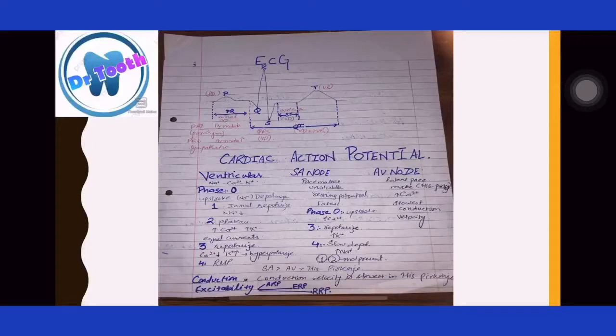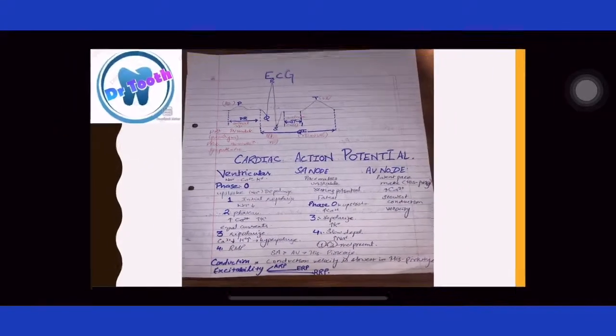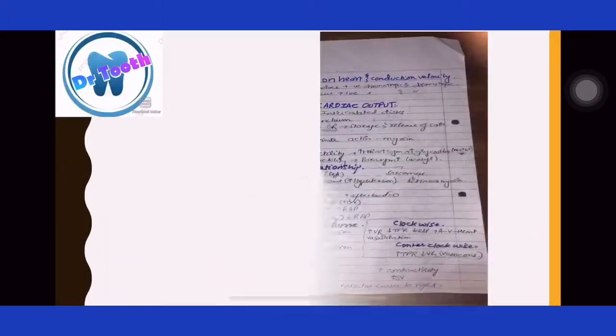Then we have excitability. In excitability, we have the absolute refractory period, then we have the effective refractory period, and then we have the relative refractory period. You can read all of them from BRS for your introduction. That is not much important.